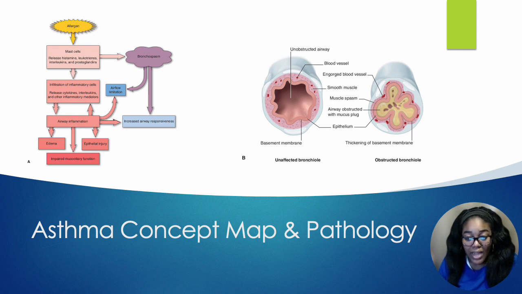On the right side here of this chart, you'll see a bronchiole that doesn't have any issues, and then you see the bronchiole that is obstructed, and that's where that bronchospasm is trying to get rid of that mucousy thickening that's located within the bronchiole.